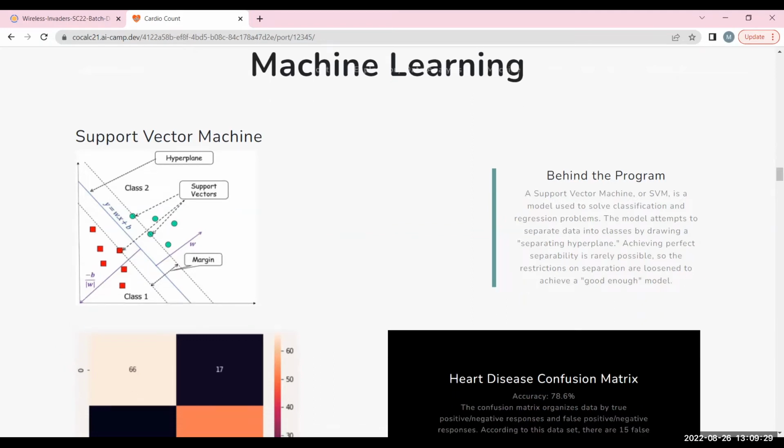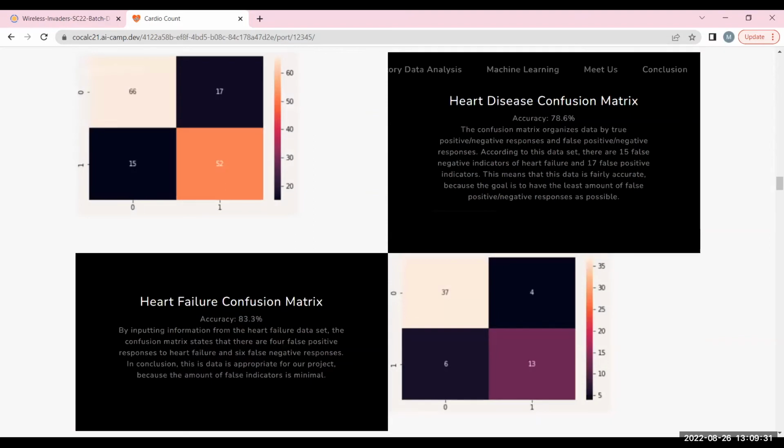For the first model, the heart disease confusion matrix. For those who don't know what a confusion matrix is, it organizes data by positive/negative responses and false positive/negative responses. This data had a 78.6% accuracy, which was fairly accurate, as our goal was to have the least amount of false positive or negative responses as possible. The heart failure confusion matrix had an accuracy of 83.3%, which was appropriate for our project once again. We also did the K nearest neighbors.